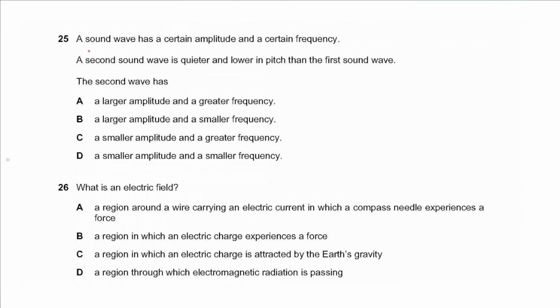Question 25 says a sound wave has a certain amplitude and a certain frequency. A second sound wave is quieter and has a lower pitch. So the second wave has not a larger amplitude, it has a smaller amplitude and a smaller frequency, not a greater frequency. So the answer is D.